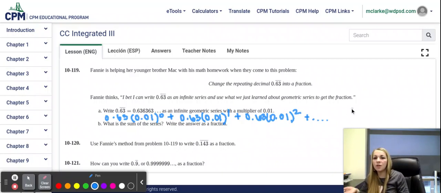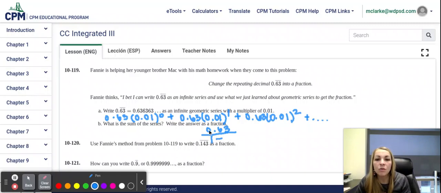So what is the sum of the series? Well, we need to look at what the first term is. So the first term is what I see here, it's this 0.63. And then I'm going to divide it by 1 minus the rate, and that's 0.01. And I'm using that 0.01 because this repeats every 100th. So if it repeated every 1,000th or something, I would use 0.001. If it repeated every 10th, I could use 0.1. Okay, so maybe that will be a hint for number 120 and 121 when you work on those in your teams.